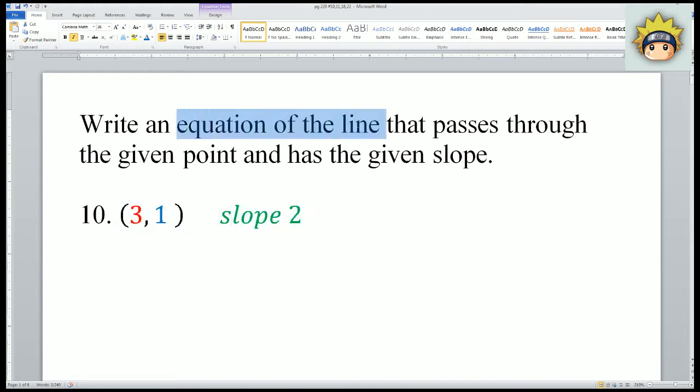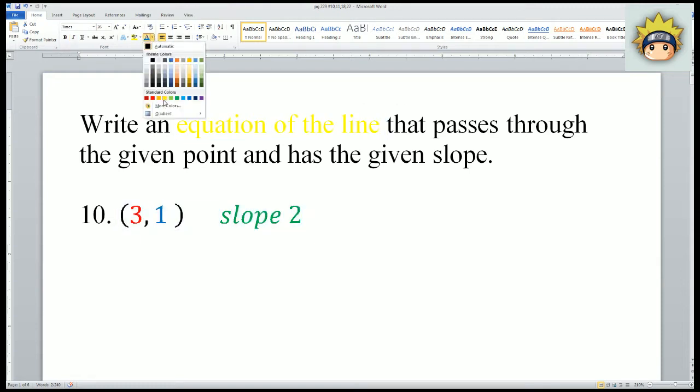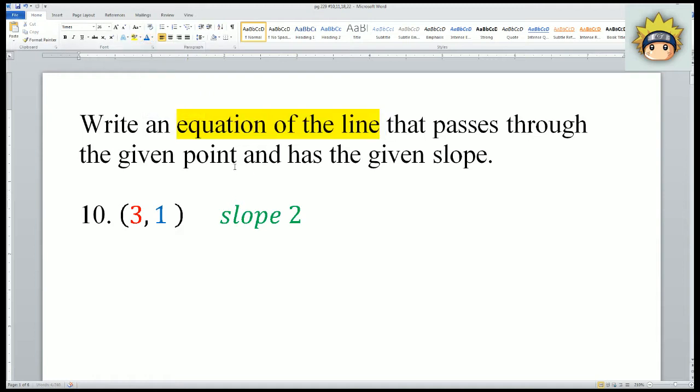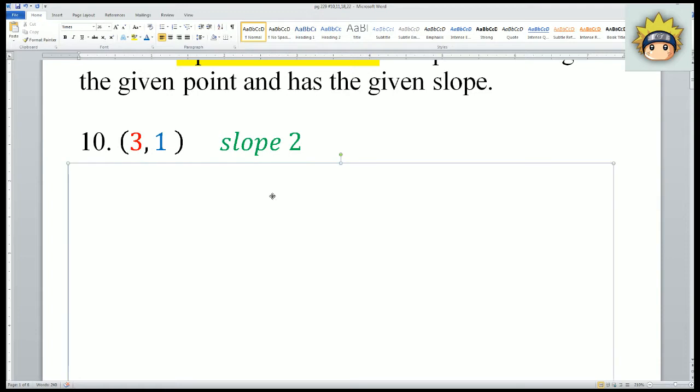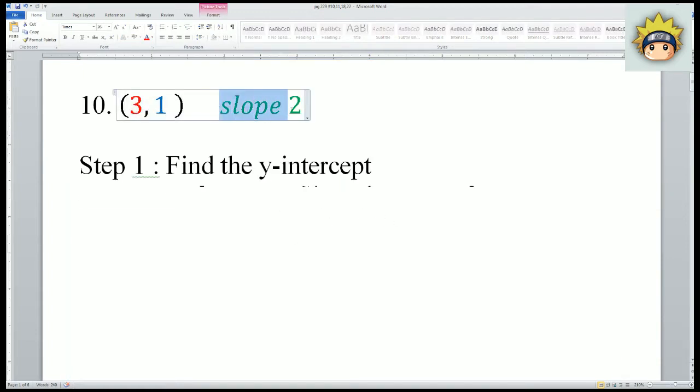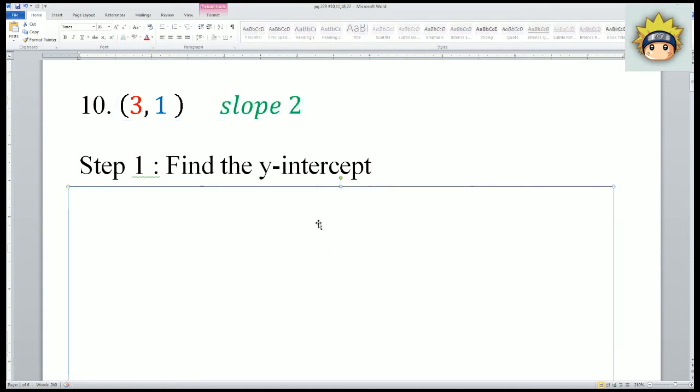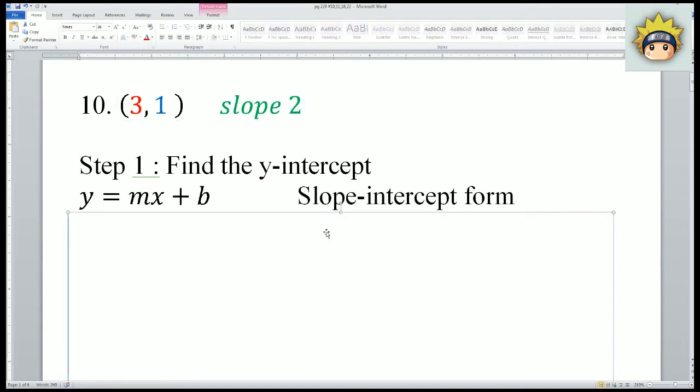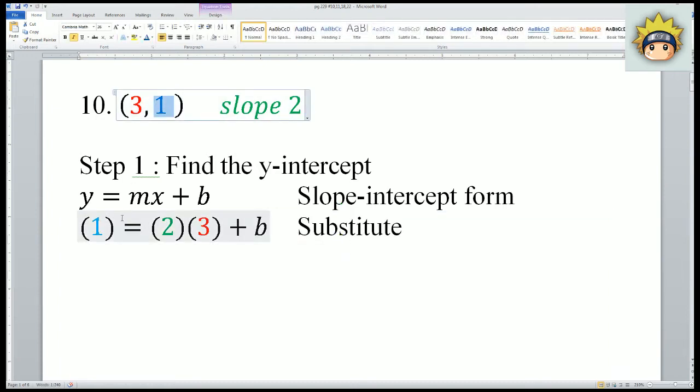To write the equation of the line, we want that in the slope-intercept form. To do that, we need a slope and an intercept. The first thing that we're going to do is find the y-intercept because we already have the slope. To find the y-intercept, we plug it into the slope-intercept form. So, y is plugged in for 1. m was your slope, which is 2. I plugged that in. And x was 3, and I plugged that in.